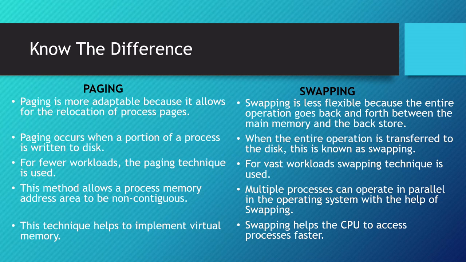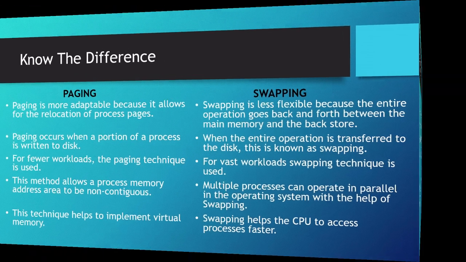This method allows a process's memory address to be non-contiguous. Multiple processes can operate in parallel in the operating system with the help of swapping. Paging helps to implement virtual memory, while swapping helps the CPU to access processes faster.